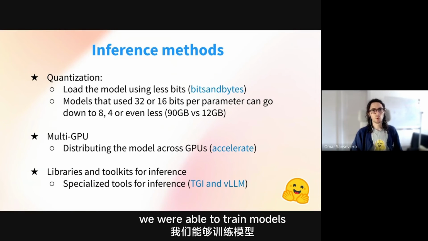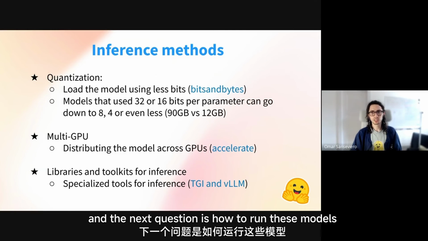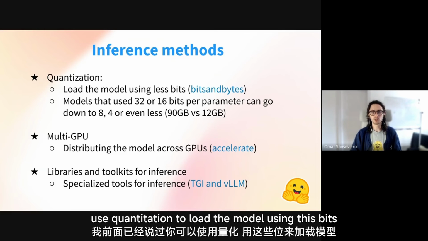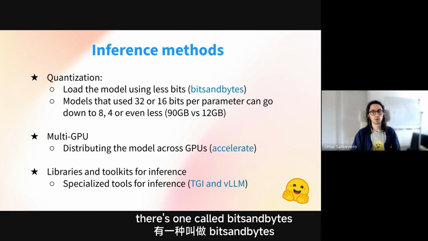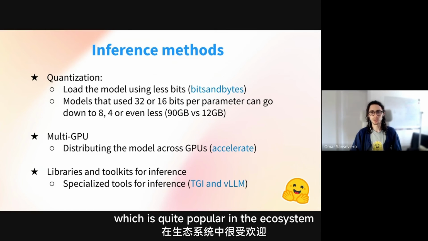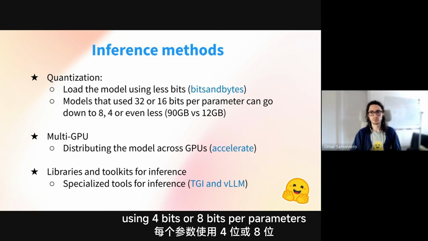So finally, we were able to train models, do fine-tuning, and do alignment. The next question is how to run these models. As I already hinted before, you can use quantization to load the model using fewer bits. There are many different libraries for this. There's one called bitsandbytes, which is quite popular in the ecosystem, and it has support for loading models using 4 bits or 8 bits per parameter.